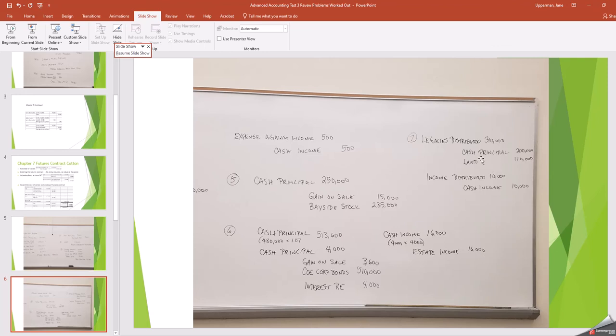Then finally, what we do is we distribute some of it. So we distribute, and that goes to legacies distributed. We take it out of the cash principal. In this case, we were distributing the land also. And then we distributed some of the cash income.